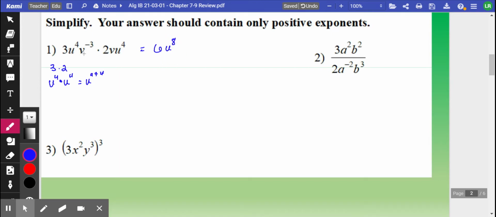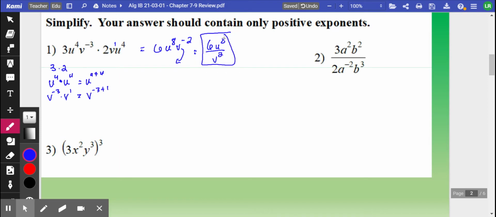The v's, I have v to the negative third, and I have v to the first. And same thing, those are multiplied, so I would add those exponents. Negative 3 plus 1 is negative 2. And then remember, if we have a negative exponent, we do need to fix it. That means that this needs to go to the bottom. Now I'd have 6u to the 8th over v squared.